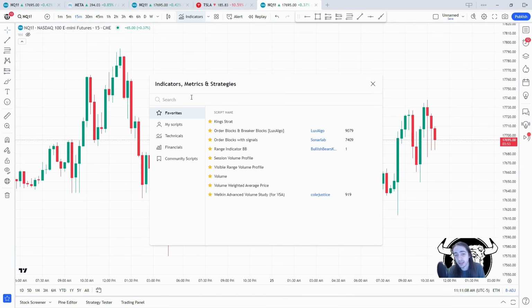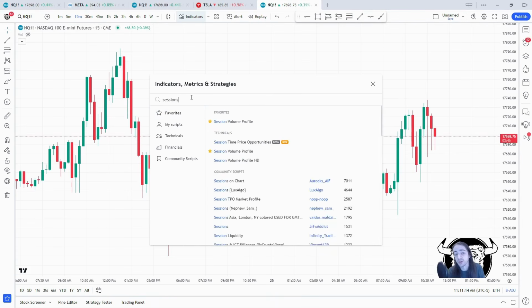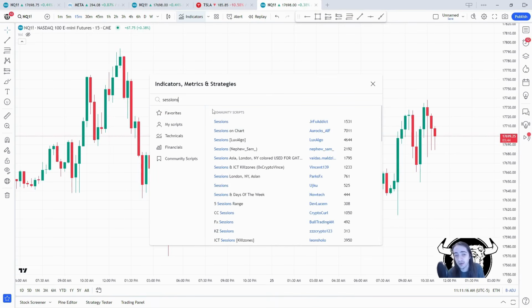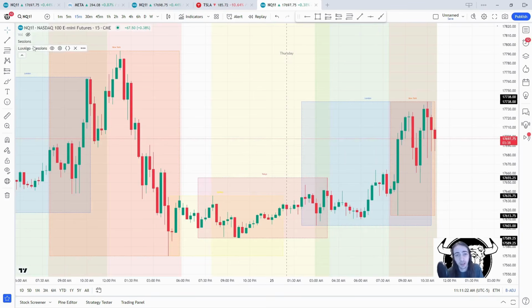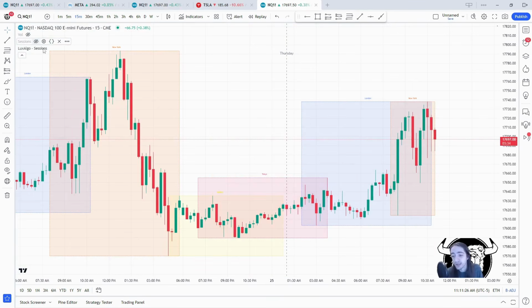So let's take a look, and I'll show you guys an indicator you could use on TradingView to show you guys where the sessions are. There are two indicators that I like to use, and that would be Sessions on Chart and Sessions Lux Algo. Now I like the Lux Algo one a lot more because it doesn't only mark out the session itself, but it gives you the highs and lows of that session.